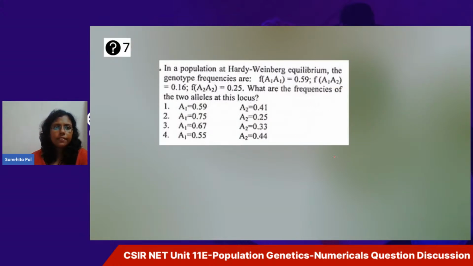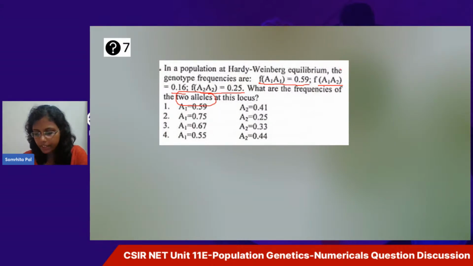This is question number 7, where they are saying that in a population at Hardy-Weinberg equilibrium, the genotype frequencies are: A11 is 0.59, A12 is 0.16, frequency of A22 is 0.25. Now you have to find the frequency of the two alleles at this locus. So come on quickly, this is a very simple sum. Let me see who gives the first answer.